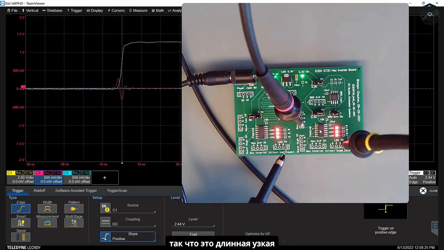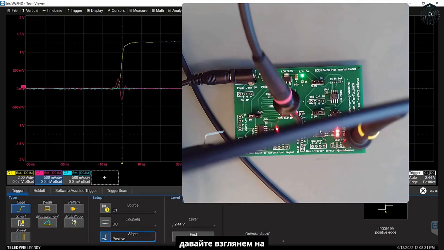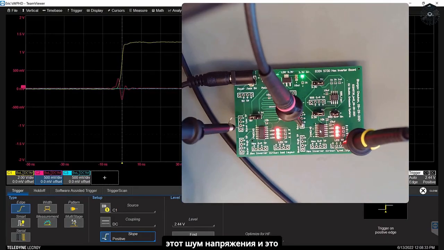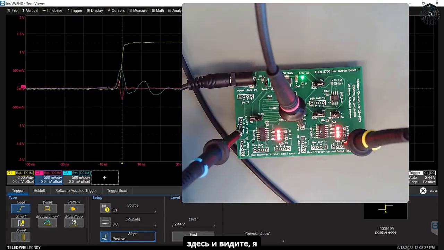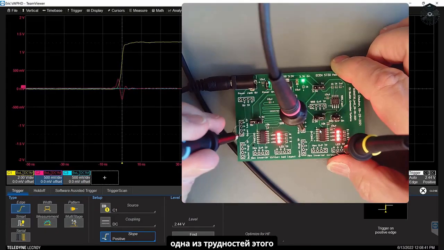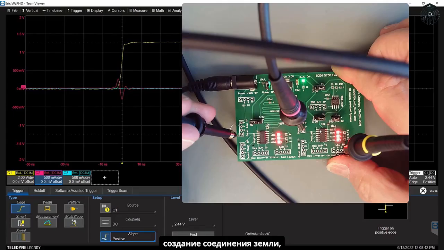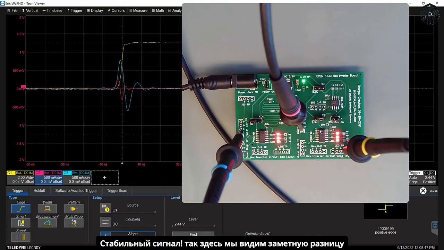So it's a long, narrow trace that connects the returns of the ICs plus the returns of the LEDs. So let's take a look at that voltage noise. And that's going to be from this pin over here. One of the difficulties of this connection is making the ground connection, so I'm going to use the next one over so we have a good solid ground. There we go. Nice stable signal.